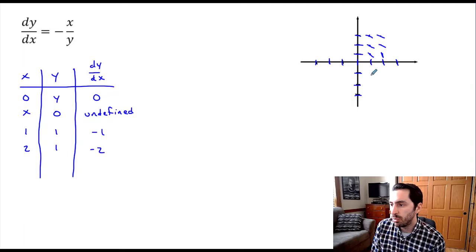Now if I move below the x-axis, so now my y values are going to be negative, so let's say we have 1, and then my y value is -1. If I plug that into my differential equation, now this is going to be a slope of +1. So at this point, (1, -1), a slope of +1, we want to be increasing, sort of at that 45-degree angle.